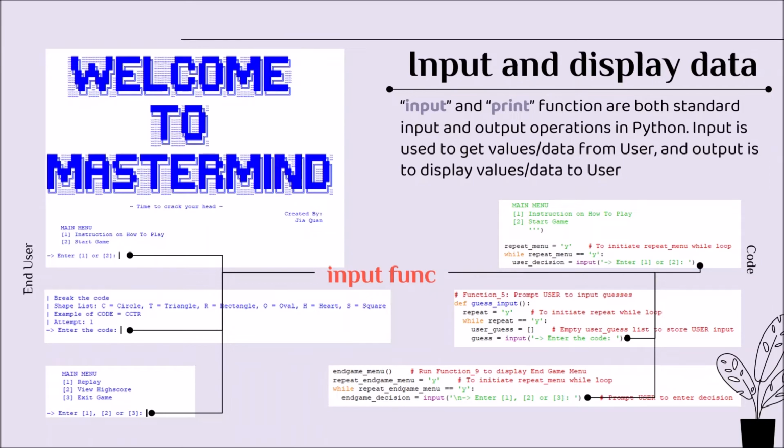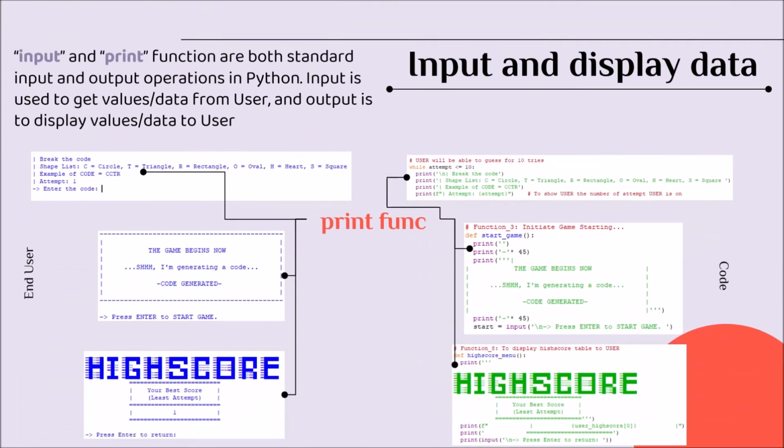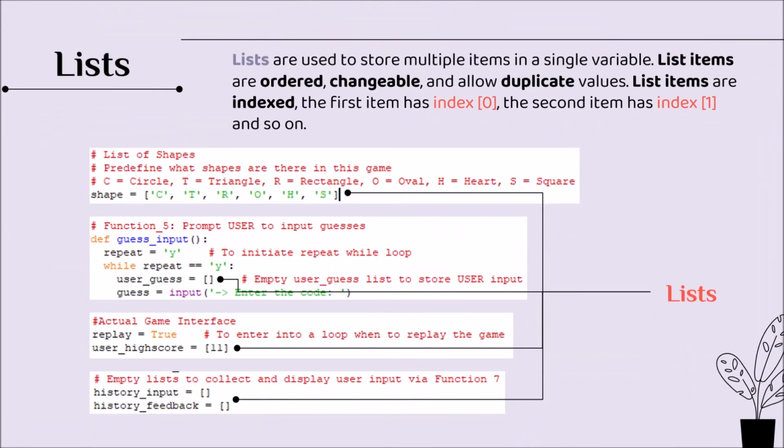This is where the input function comes in, in the code section. We can also see much information is displayed throughout the game, and this is where the print function is used to display all that output to the user. Next, lists. Lists are very helpful in storing multiple values in a single variable. The values are ordered, changeable, and duplicable in the list. I have created several lists to store crucial information throughout the code.